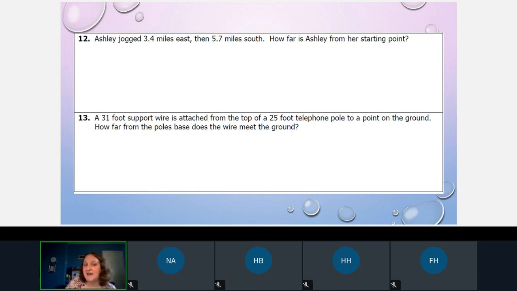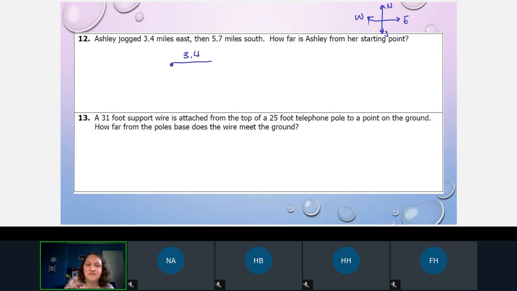Ashley jogged 3.4 miles east and then 5.7 miles south. If you need to draw yourself your little compass rose, maybe you forget it or whatever, you're welcome to do that. Remember north, south, east, west. So give Ashley a place to start. She's going to start right here, and she's going to jog 3.4 miles east. So she's going this way for 3.4 miles.